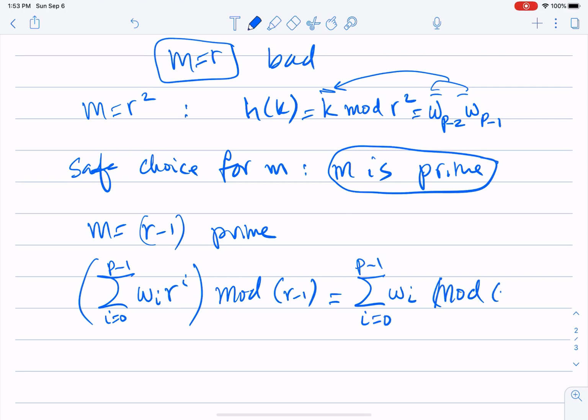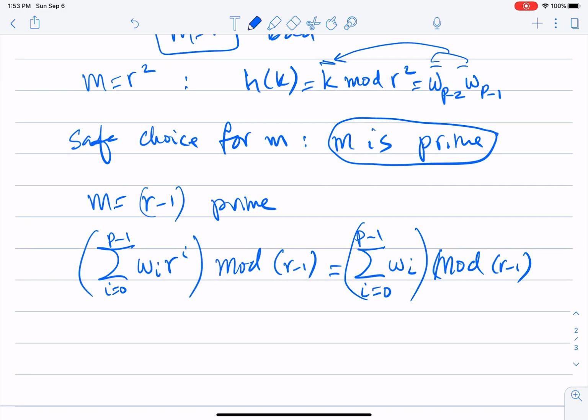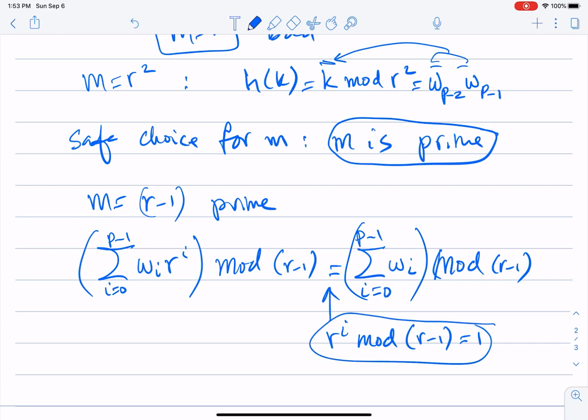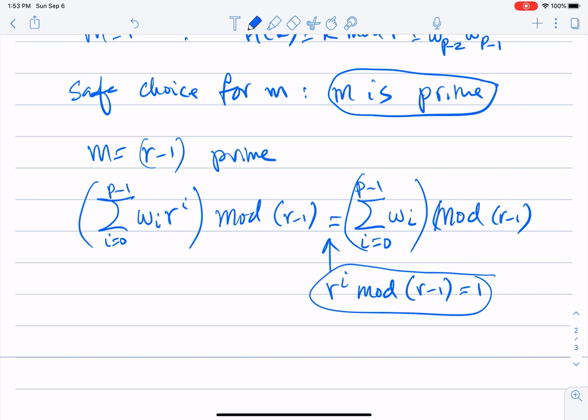It becomes like this, mod R minus 1, okay? What happens here? The R to the I disappeared. Why is this? Because of a simple mathematical result that R to the I mod R minus 1 is 1. Because of this, I get to this point. So you give me a key of this form, the sum of Wi R to the I, and I got the function mapped to something of the form the sum of Wi. It means that R to the I is not there, so there is no weight to these characters.